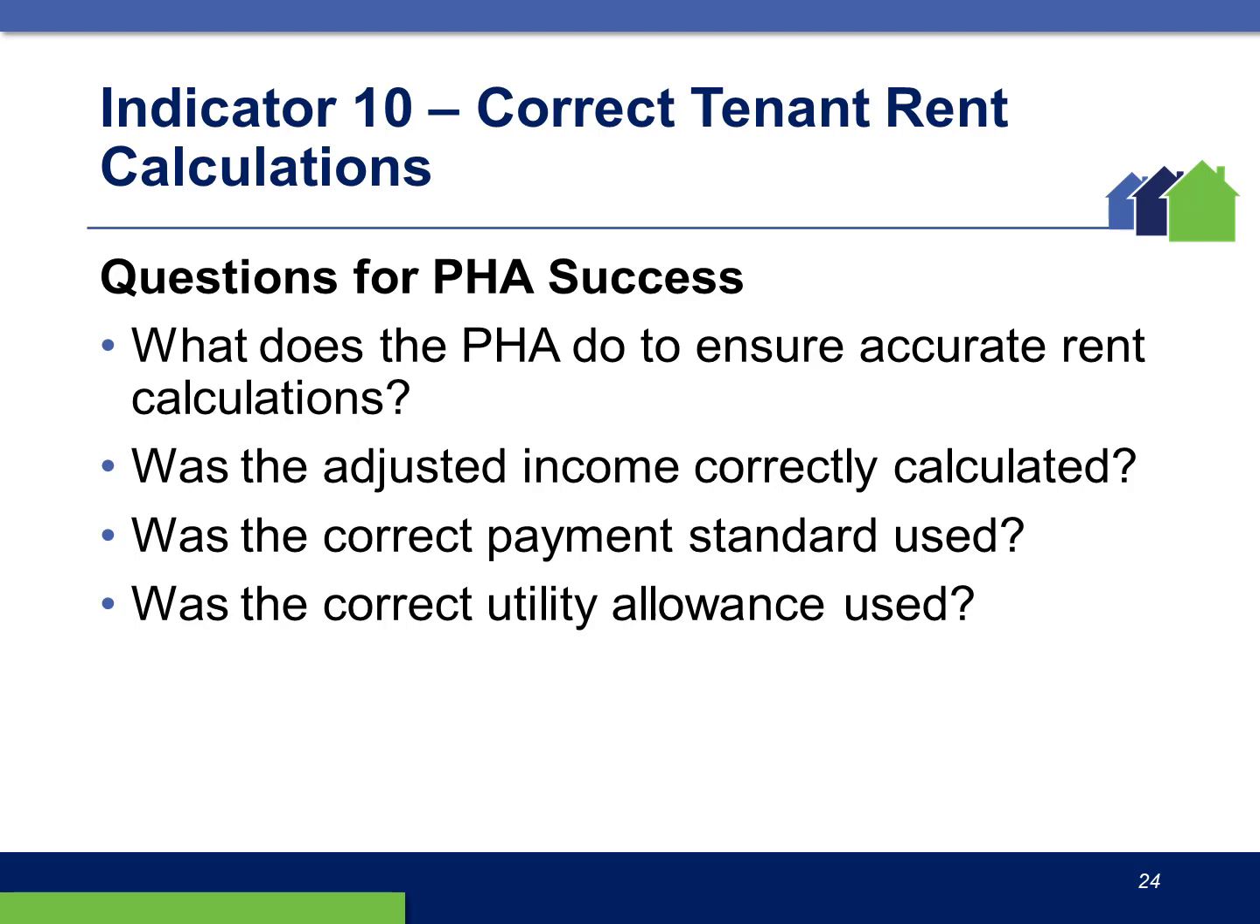The questions for success on Indicator 10 include: what does the PHA do to ensure accurate rent calculations? Was the adjusted income correctly calculated? Was the correct payment standard used? Was the correct utility allowance used?